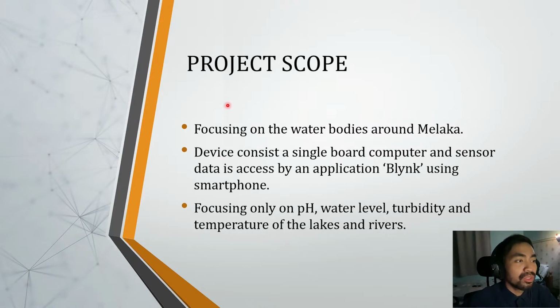For the project scope, first is focusing on the water bodies around Malacca. Second, the device consists of a single board computer, and sensor data is accessed by an application called Blynk using a smartphone. Third, focusing only on pH, water level, turbidity and temperature of the lakes and rivers.